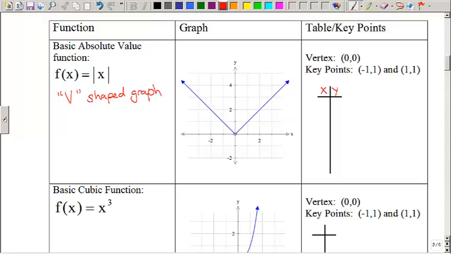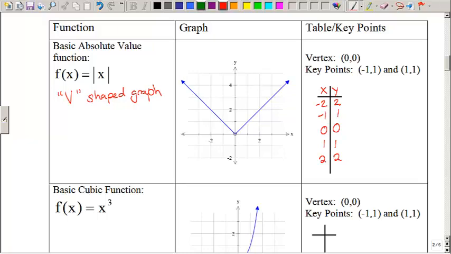To fill in its xy table, we have -2. The absolute value of -2 is 2. The absolute value of -1 is 1. The absolute value of 0 is 0. The absolute value of 1 is 1. And the absolute value of 2 is 2.